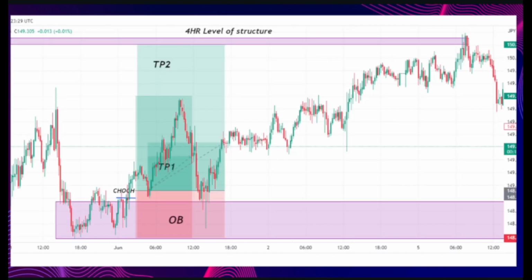So for the second TP, you can target the next level of structure in front of the market in the higher time frame. So in this case, for our second TP, we can target the 4-hour level of structure. We are still on the 15 minutes.